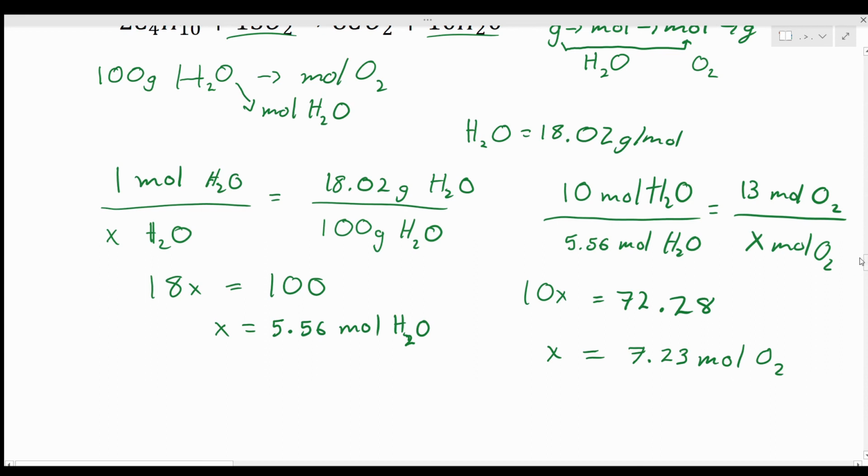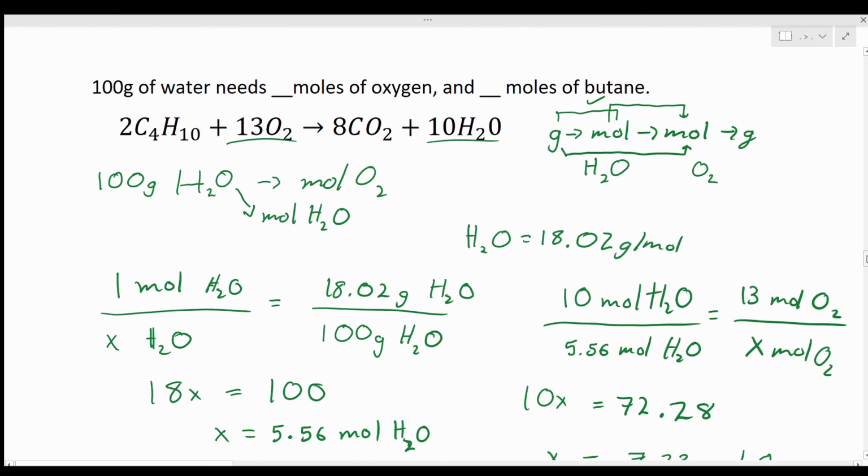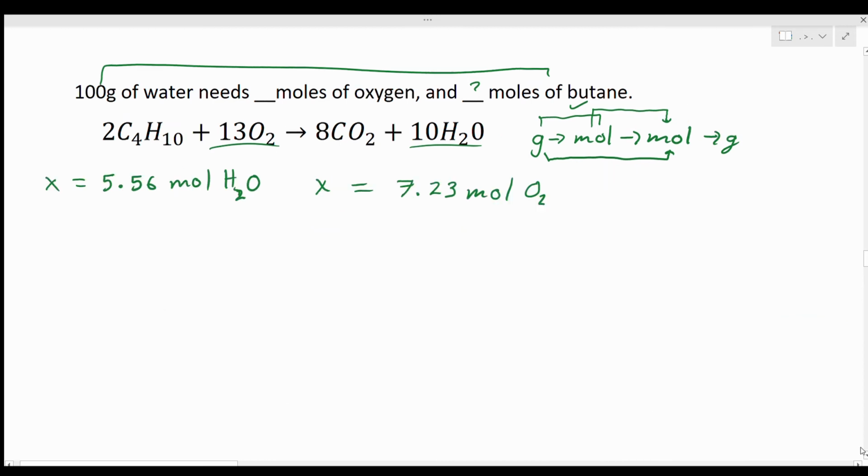So we know that 7.23 moles of oxygen are needed to make 100 grams of water. And now we have the second part of the question, where it asks 100 grams of water needs some number of moles of butane. So for the next part, 100 grams of water needs some number of moles of butane. Now we already know that 100 grams of water is equal to 5.56 moles of water. So now we just need to convert this into moles of butane.